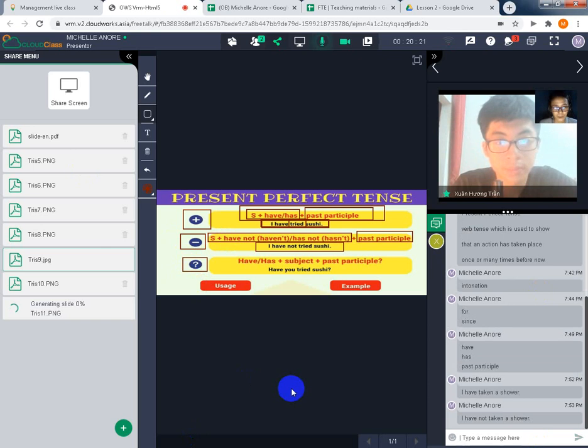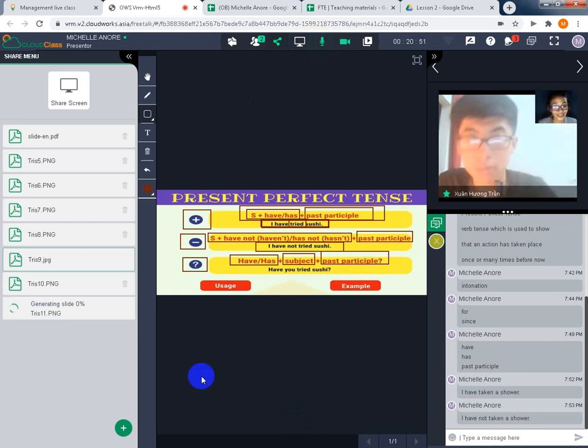What about when it comes to question form? Of course, it always starts with have or has. Okay? Plus the subject plus the past participle of the verb. What have you noticed with the structure or with the format? Okay, so the subject is always in the middle of the sentence, right? So can you make your sentence into a question form?